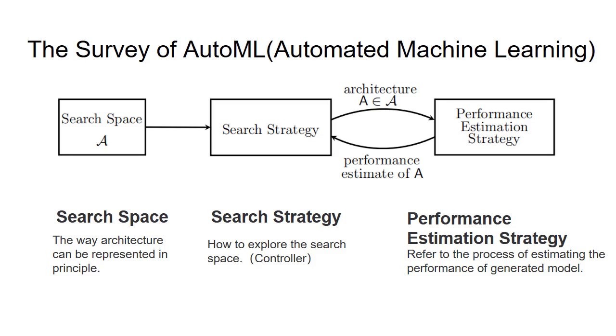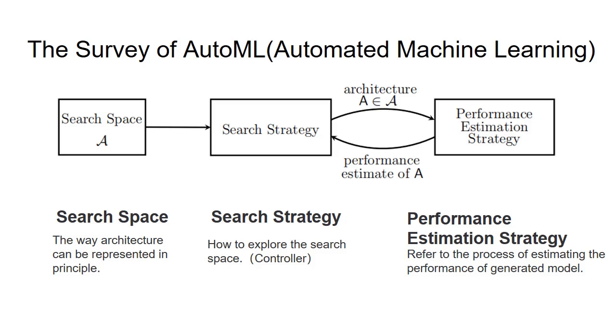In terms of AutoML, there are three parts. The first is search space. Search space means the way an architecture can be represented in principle. It just gives us the ingredients to make up the AutoML or the architecture.